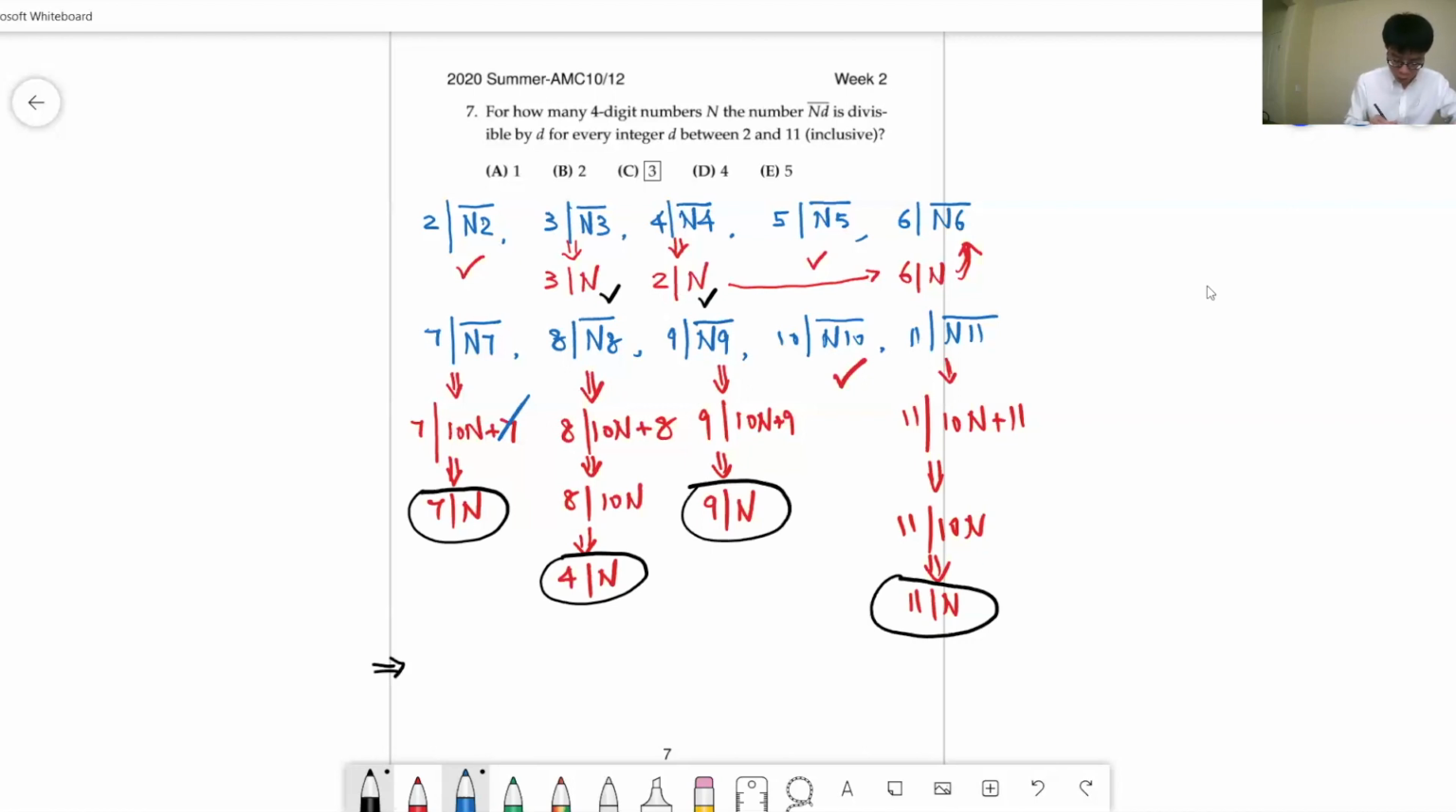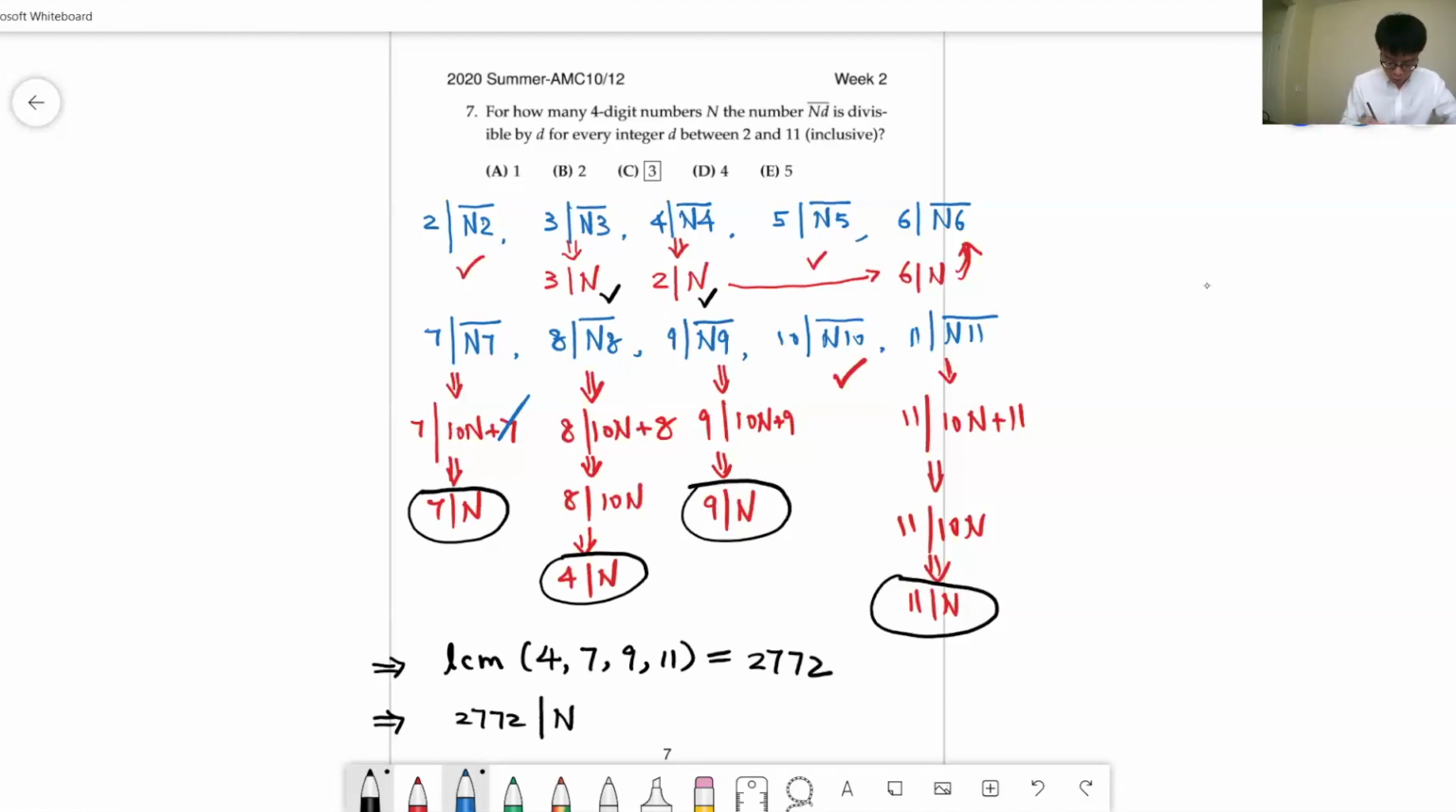And we see that 7, 4, 9, and 11 are relatively prime. So that means, let's consider the least common divisor. Okay, no, least common multiple of these numbers, 4, 7, 9, 11. This equals 2772. So we see that n is divisible by 2772. That's the requirement for n.